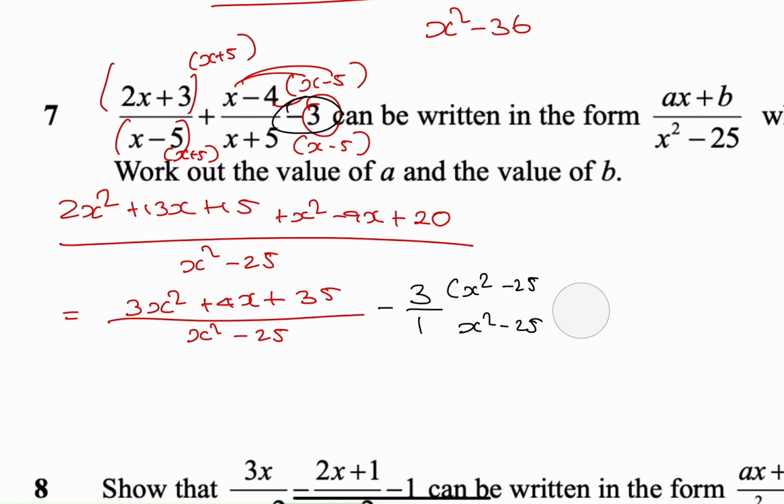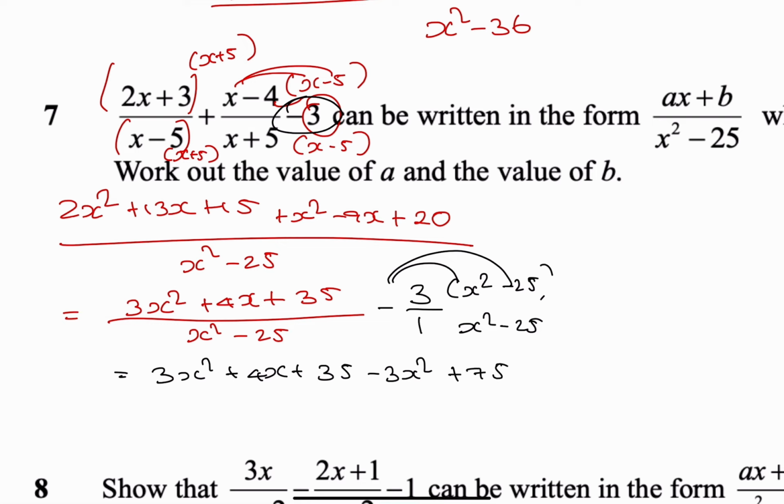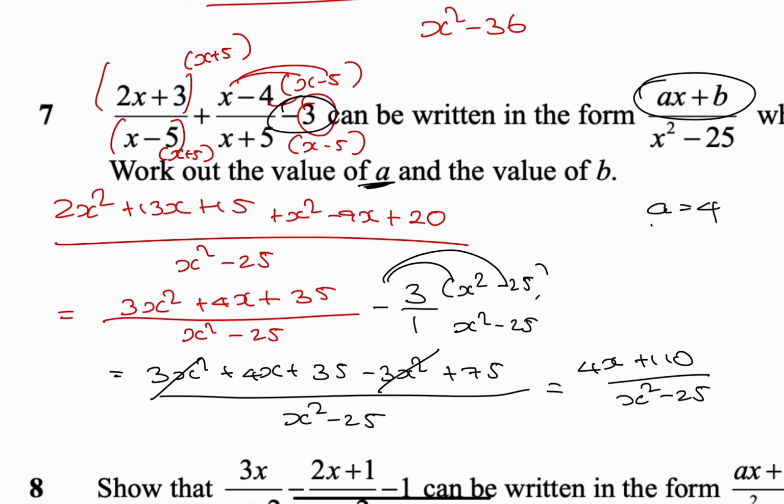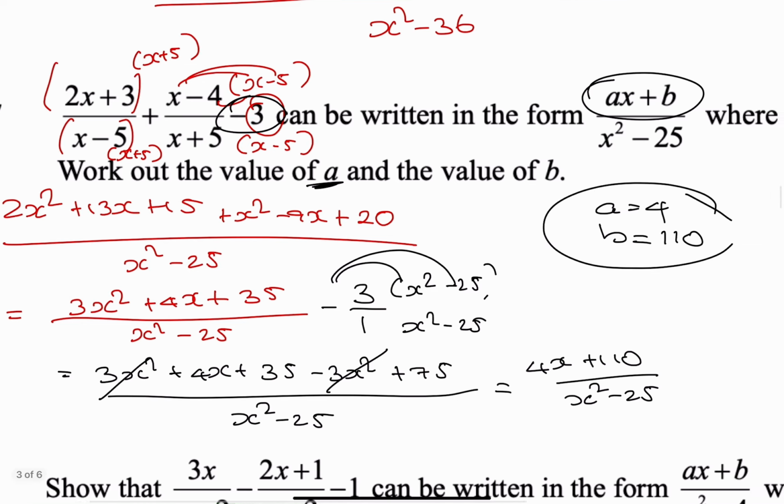You don't need that over sign, but okay. So you got 3x squared plus 4x plus 35, and if you multiply it, it's minus 3x squared, plus 75 over x squared minus 25, which if you do it, that and that can cancel. 4x plus 110 over x squared minus 25. There you go. And they want the value of a. a is how many x? a is 4. b is 110, and that's the answer. Very simple, straightforward.